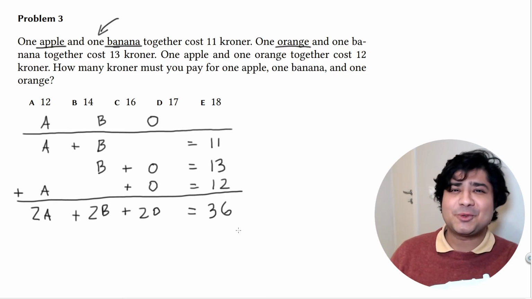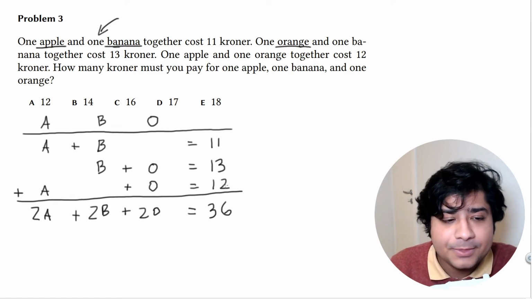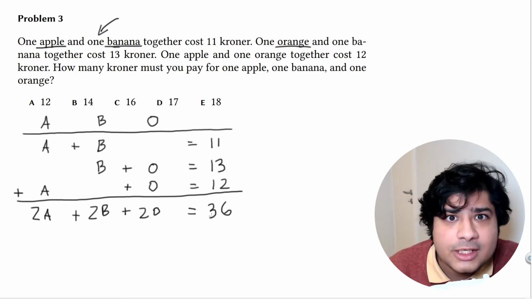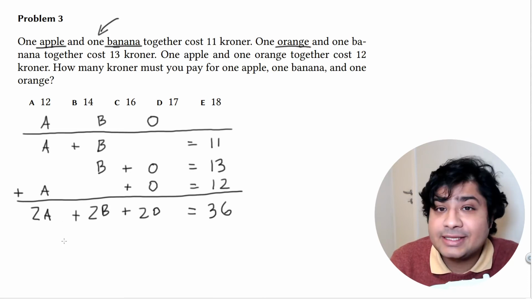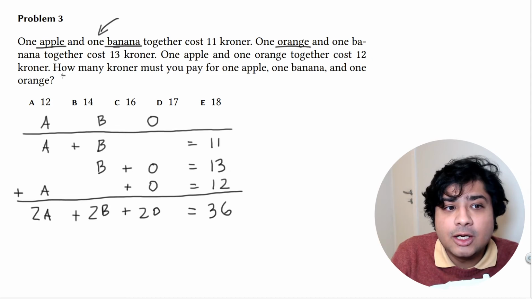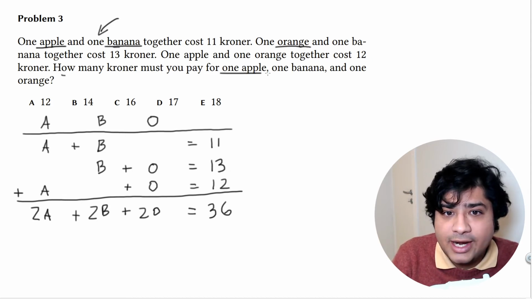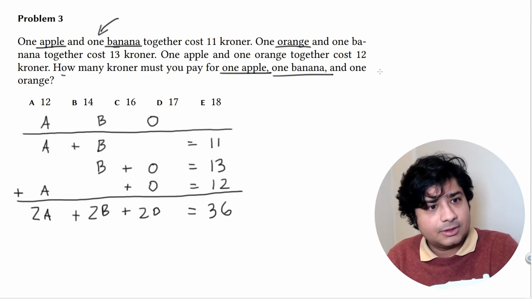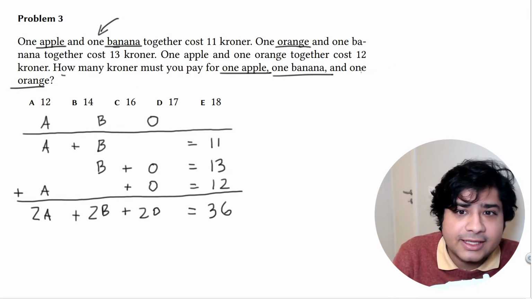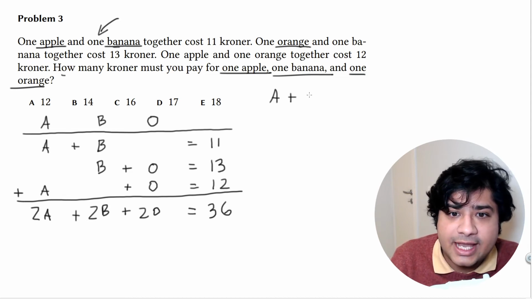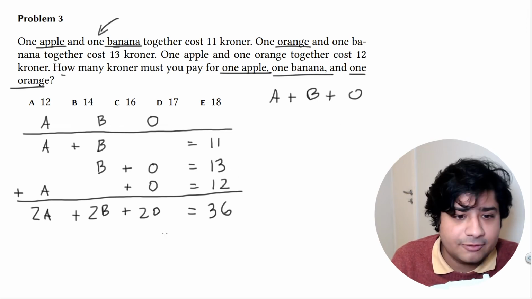Now maybe you can see what we're going to do next, because very conveniently, we have 2 apples, 2 bananas, and 2 oranges, and we have 36 over here. What can we do to make this simpler? Now, keep in mind that the problem is asking you for how many kroner must you pay for 1 apple, 1 banana, and 1 orange. What that means is that basically they're asking you for what is A plus B plus O. How do we get there from this thing right here?